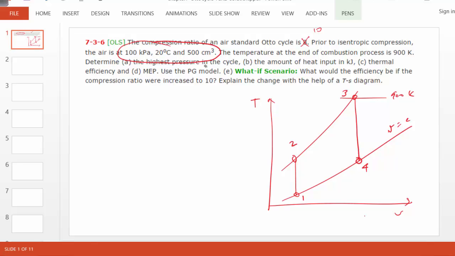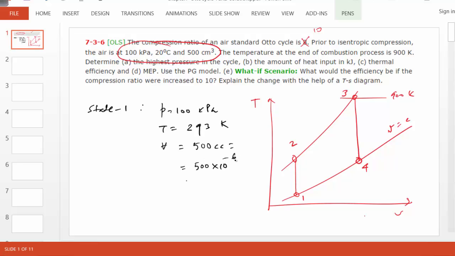Okay, let's start by listing or evaluating temperature and pressure at each state. So state 1, what is supplied? Pressure is given, temperature is given. It's 20 degrees Celsius, I'm converting directly to Kelvin. And the volume at state 1 is given, 500 cc, which is 500 times 10 to the minus 6 meter cube, all in SI unit.